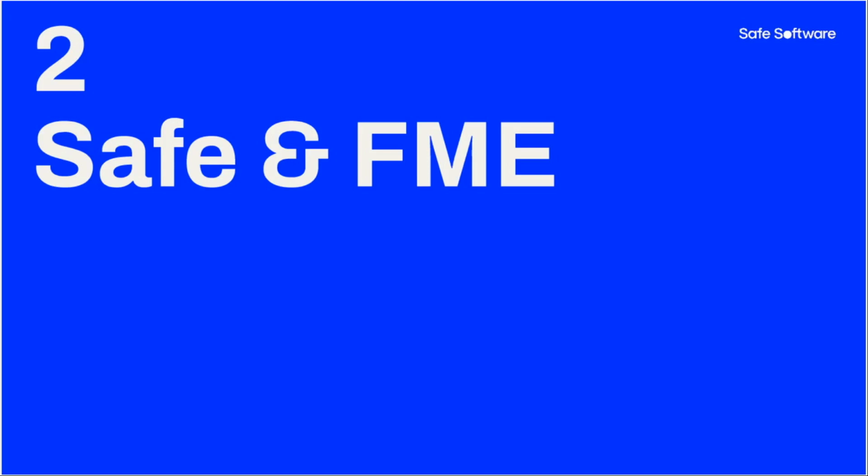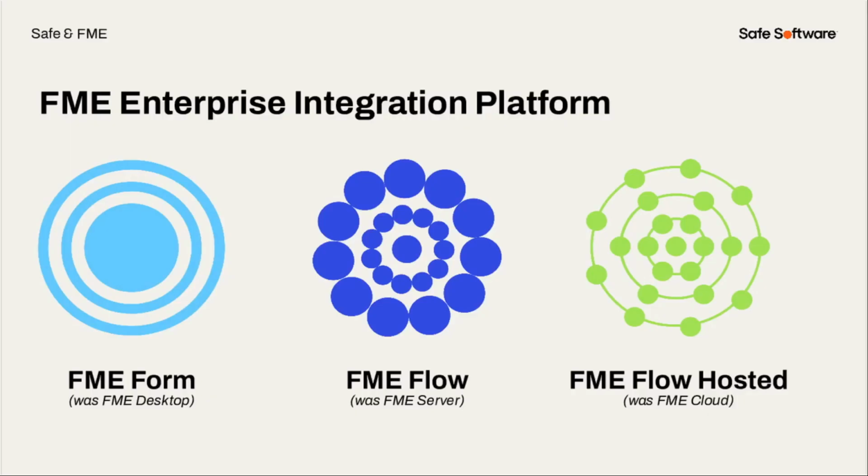So before we get too deep into this, let's just talk a little bit about Safe and FME for those who might be brand new to our company and our products. This is the FME Enterprise Integration Platform. So FME Form, that I suspect many of you are already familiar with. This was formerly FME Desktop, and this is where you'd author your data ETL workflows. And then once those are authored, you can publish them to FME Flow. This was previously FME Server, where you can do things like automate those workflows to run on schedule or trigger them in automations. And then we also have FME Flow Hosted, previously FME Cloud. And that is FME Flow hosted by us here at Safe.